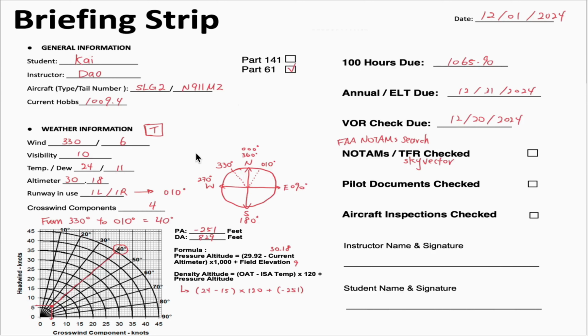And the wind is coming from 330, which is over here, approximately a northwest direction. So the difference between 330 and 010 will be approximately 40 degrees, because from 330 to 360 is 30 degrees, and from 360 we add another 10 degrees, so a total of 40 degrees of difference between the runway and the wind. So over here, we're going to find 40 degrees.